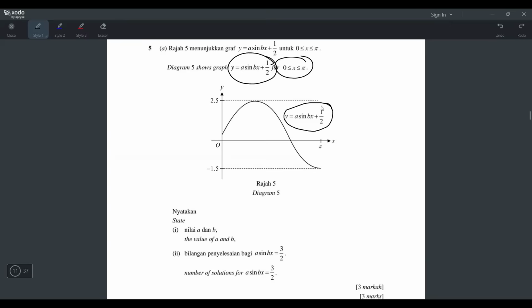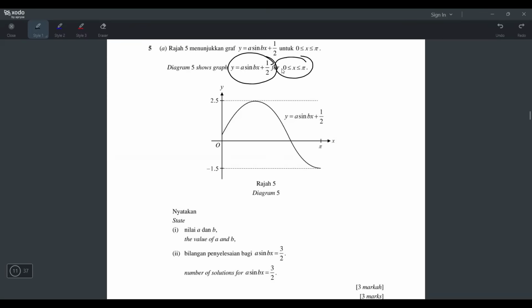It's like A sine bx plus 1 over 2. Okay, we need to know the A will affect your maximum and minimum value. The B will affect the period. Period means like time taken to reach one cycle, to complete one cycle. And then the 1 over 2, the number here will affect the translation. Yeah, it will affect the translation. Like if the positive, then you have to move the graph up, right? If go down means move down.